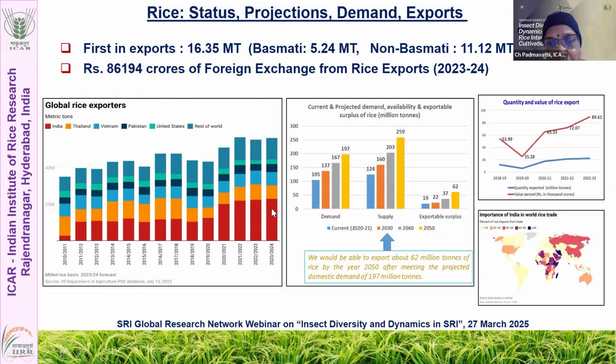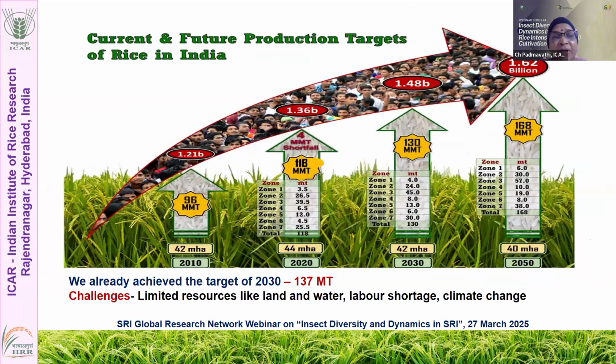And if we see the projected demand and supply, by 2050 also we will have some surplus to export this rice. And coming to the quantity and value, as I told, we are getting around 86,000 crores of foreign exchange because of these rice exports. But still, if you see the population, it is increasing very fast in India. Almost it will be touching 1.62 billion by 2050.